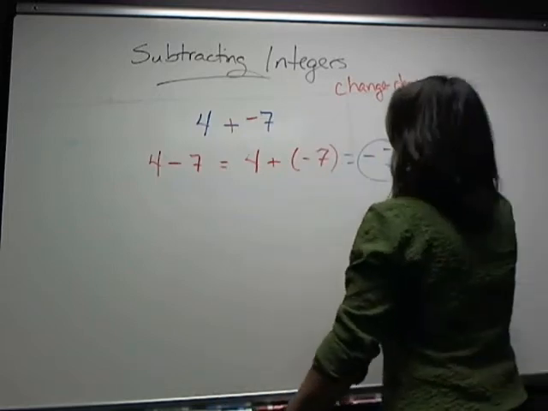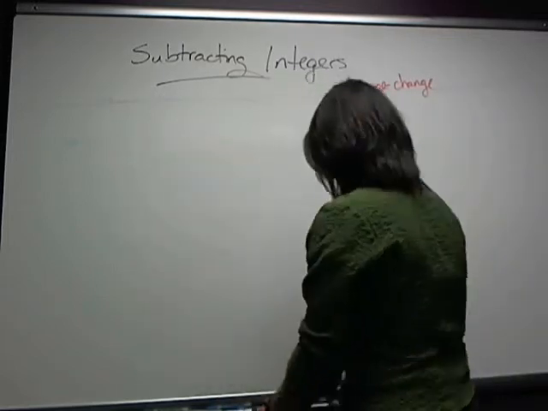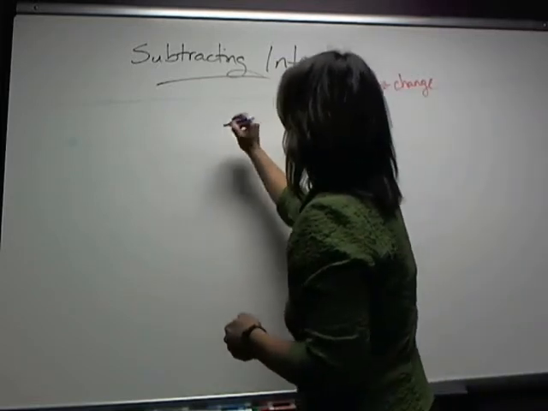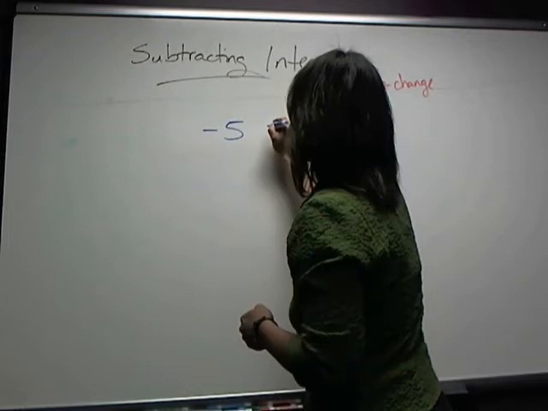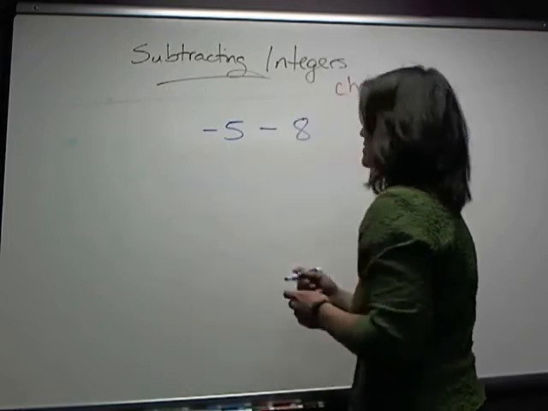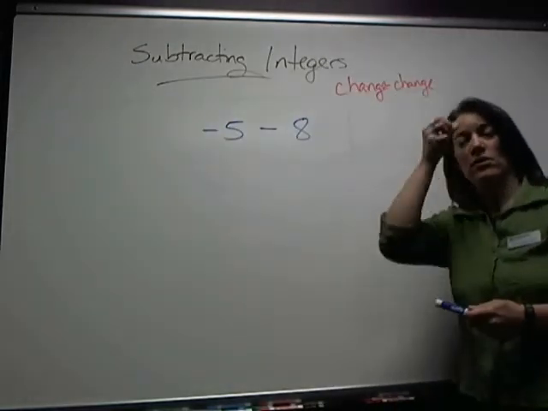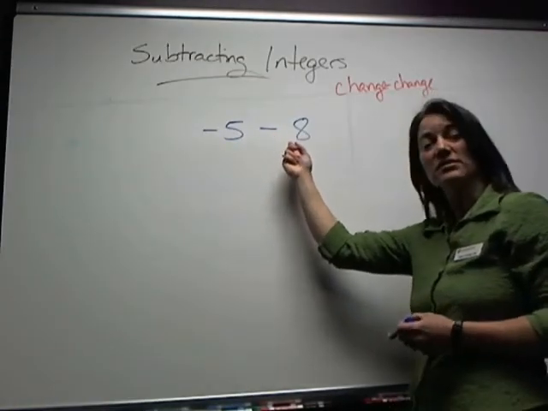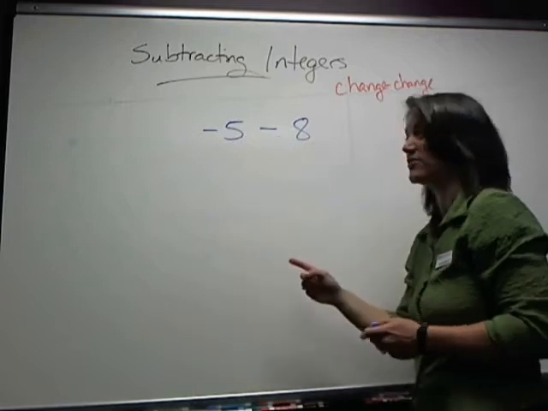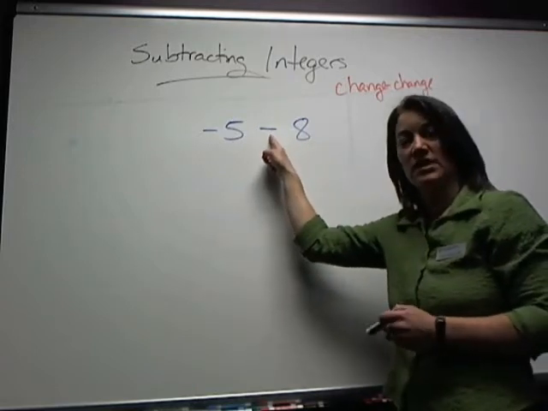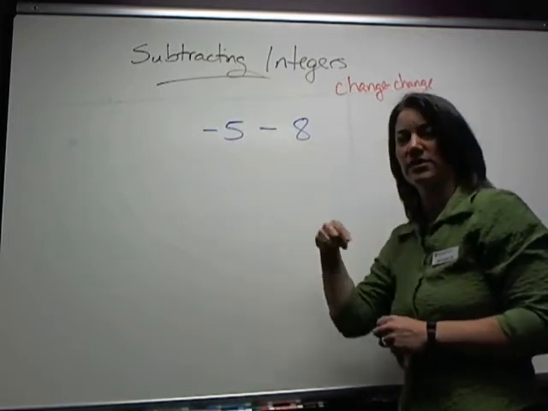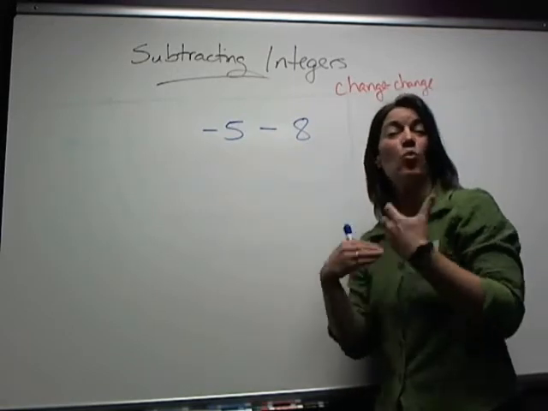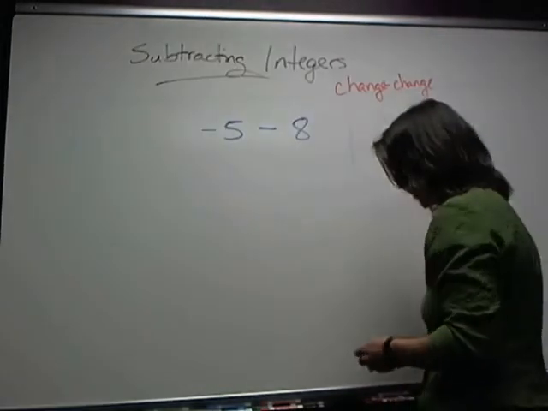Let's do another. What if I had negative 5 minus 8? The 5 is negative, we're subtracting, and the 8 is positive because there's no other sign in front of it. Remember, this is our subtraction. It's either a subtraction sign or we're calling it a negative, but not both. Right now, that's our subtraction. That's telling us what operation we are doing for this problem.